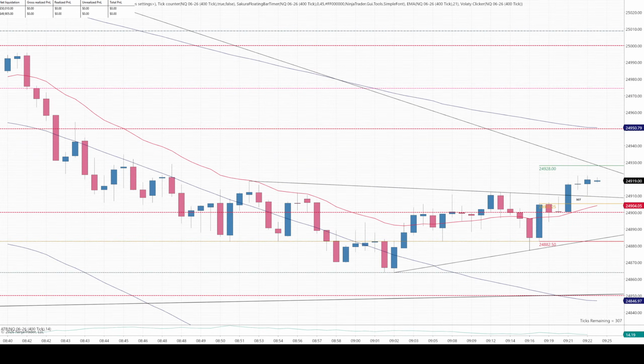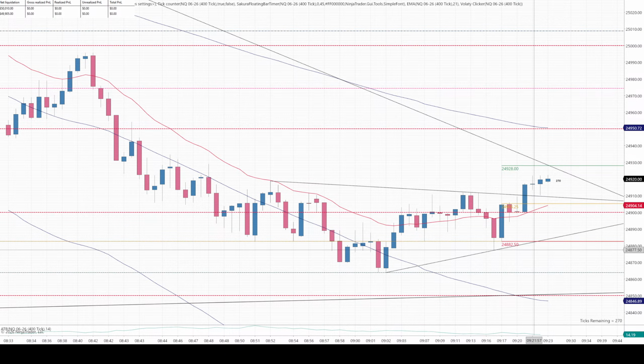We will be trading the 400 tick chart this morning. We had a decent amount of success trading it yesterday if we followed all of the rules, all of the trend lines. So that's what we're going to do this morning.